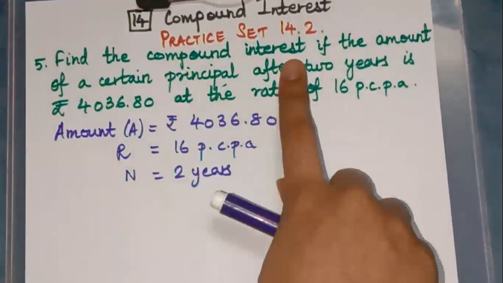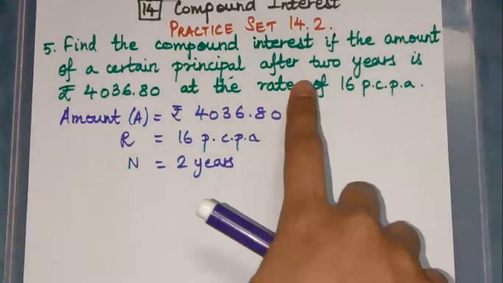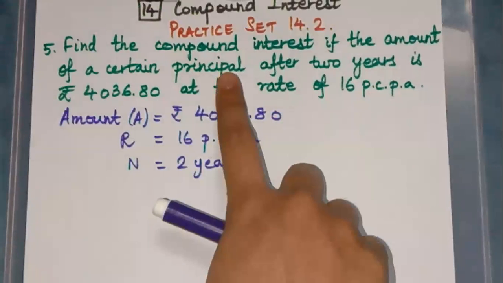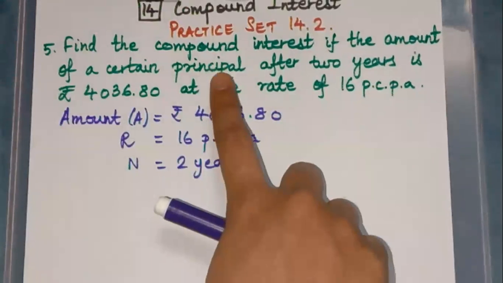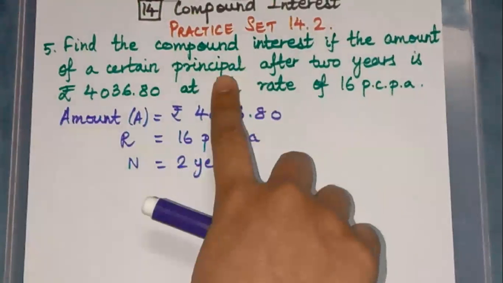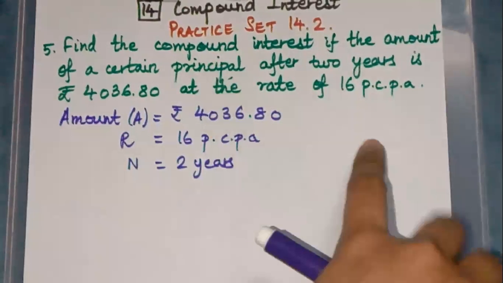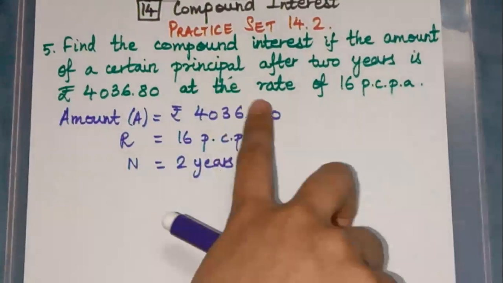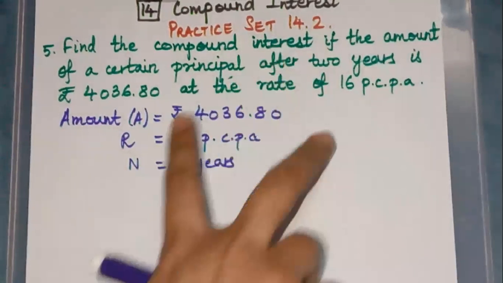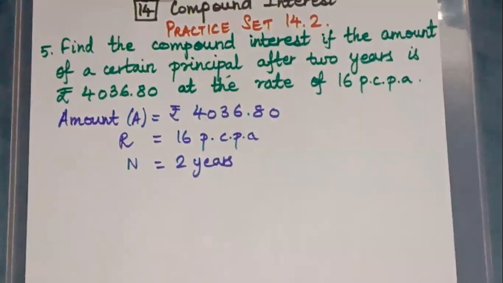So here girls, what you have to find out is the compound interest. But you know that in order to find out the compound interest, you should know the principal. So how are you going to find out the compound interest without knowing the principal? So you can now understand that you have to find the principal in order to find out the compound interest. So firstly we will start solving.